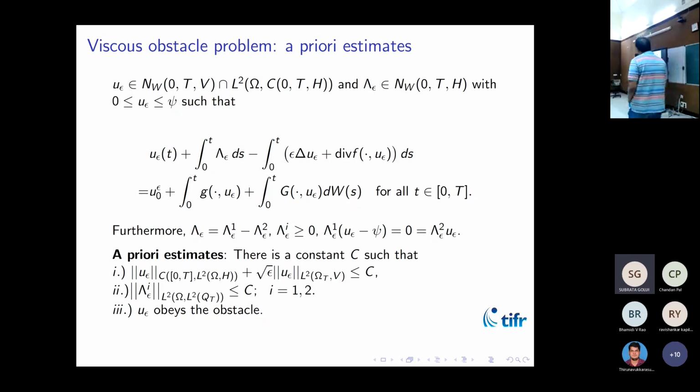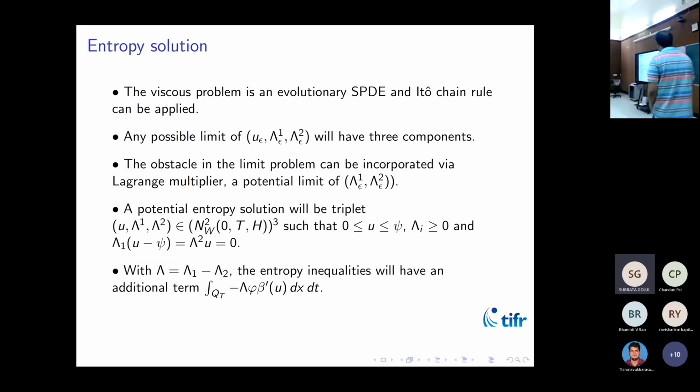Although there is a Lagrange multiplier term here, what really happens is that we can still apply the Ito formula, the chain rule, and we can hope to get an entropy formulation. And we do get an entropy formulation.